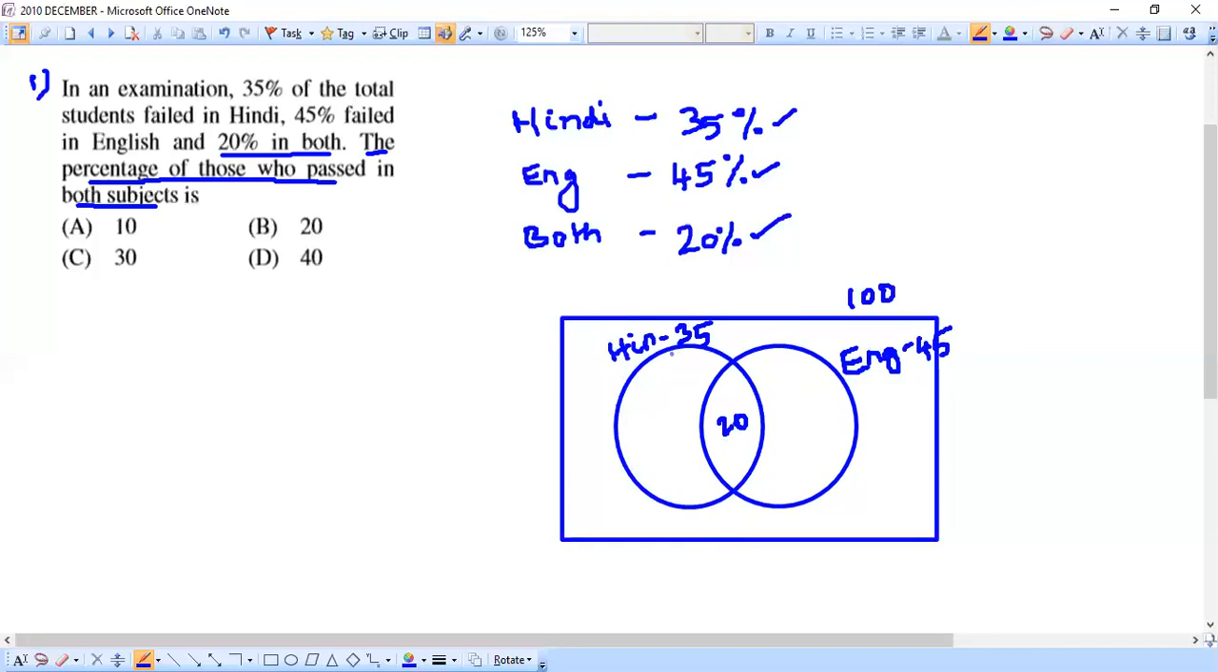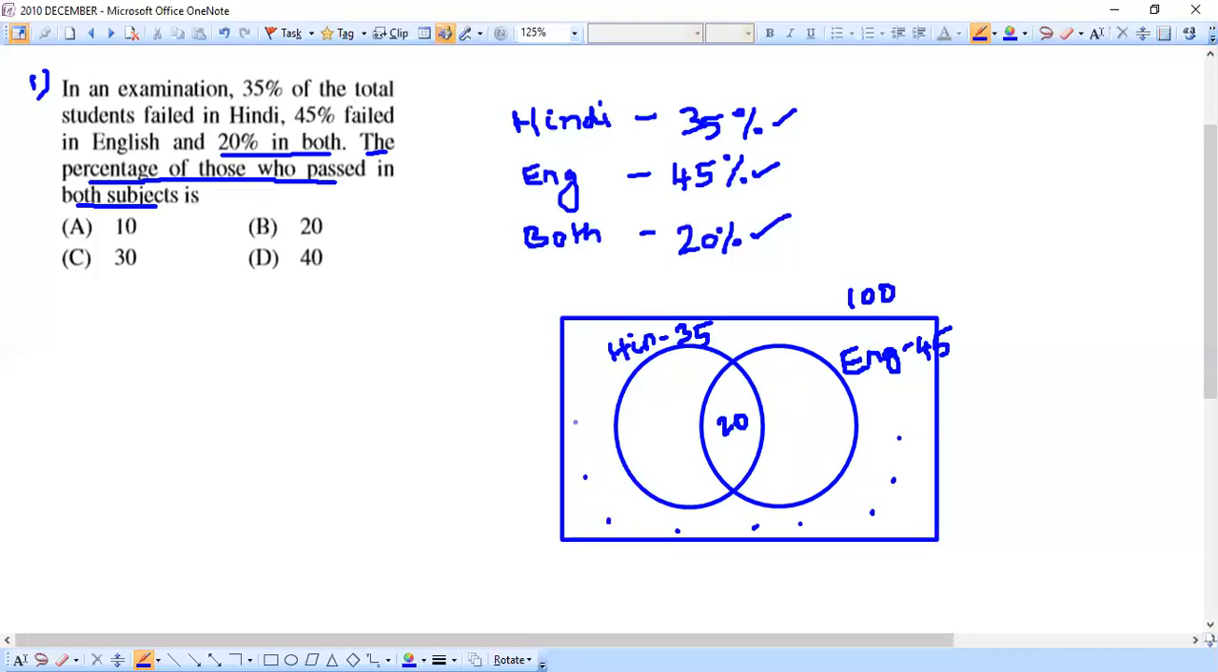So that means whether this circle or this circle, we have all failures put inside these two circles only. So where will be the pass people? Those pass people will be lying here outside. Do you understand the logic? This is what a Venn diagram is.